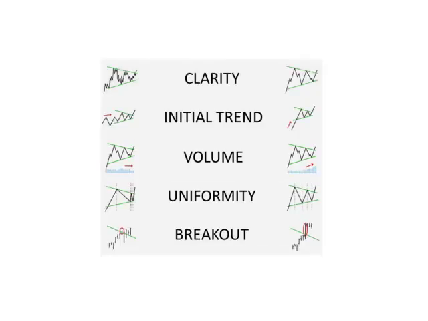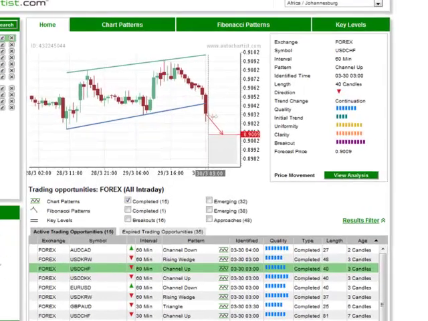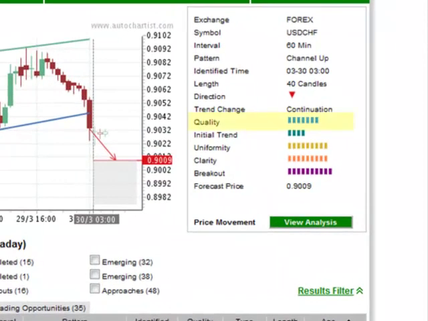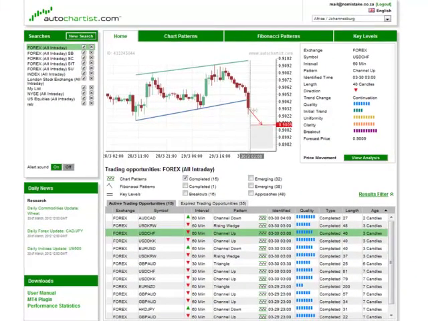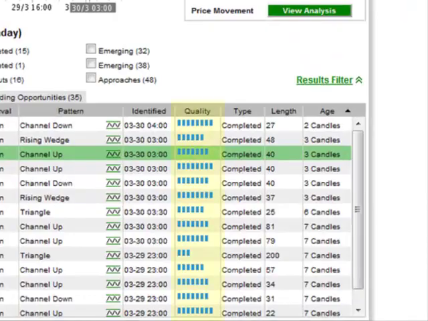These 5 are quality indicators for chart patterns, and then we have a 6th measure, overall quality. That is a simple arithmetic average of the 5 scores together. This average is also the quality score that you would see in the results grid.